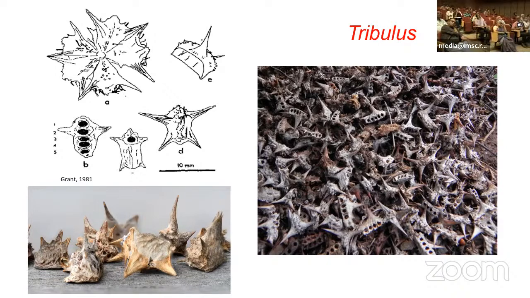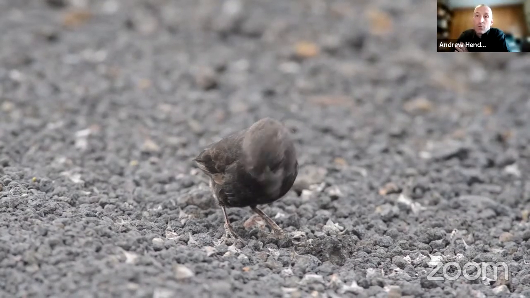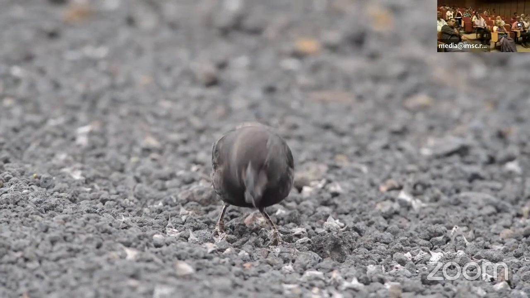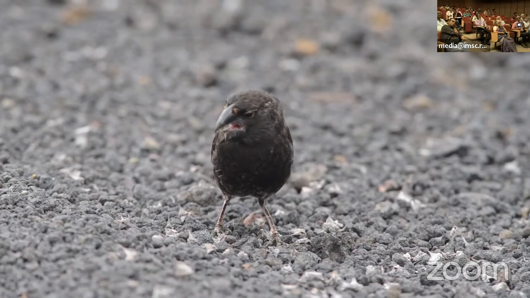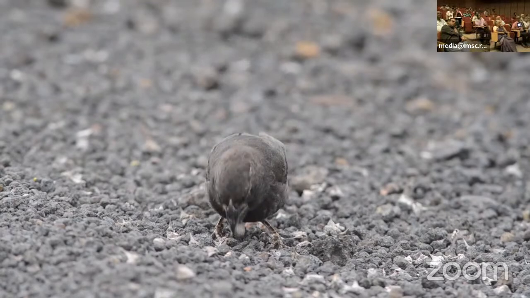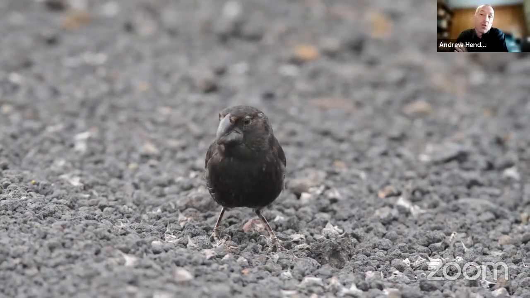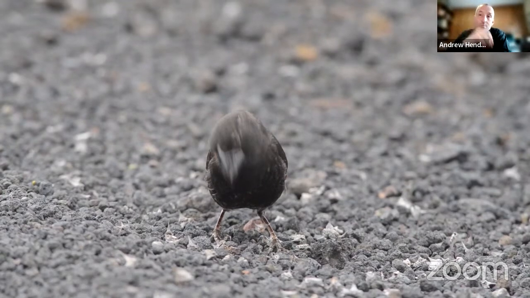So let's watch a finch eating one of these tribulus merocarps. It picks it up off the ground, adjusts it very carefully. This is quarter speed, by the way, and then slices into it. Makes a hole so it can get the seed, grabs the seed out. That's a lot of work for a little tiny seed.